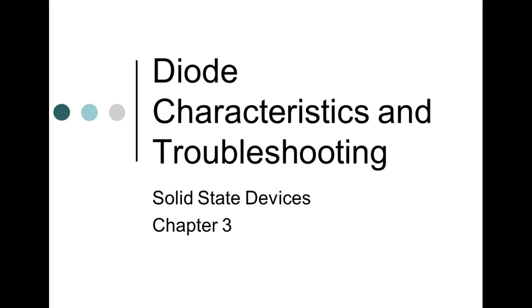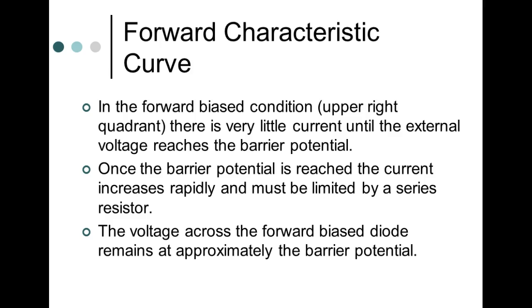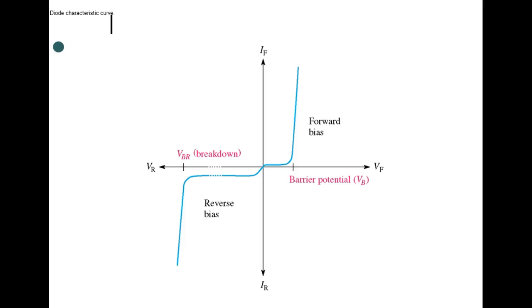This is called diode characteristics. The chapter number doesn't make any difference. These graphs are in your book. I'll have to figure out which chapter it's in. Everybody okay? So this is what we call the characteristic curve for a diode.